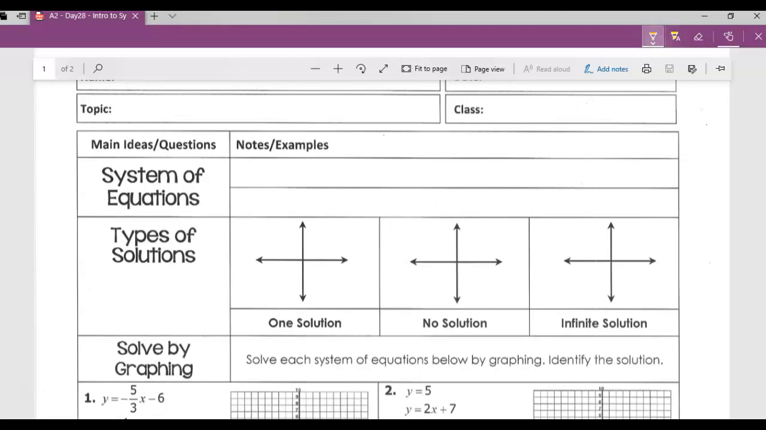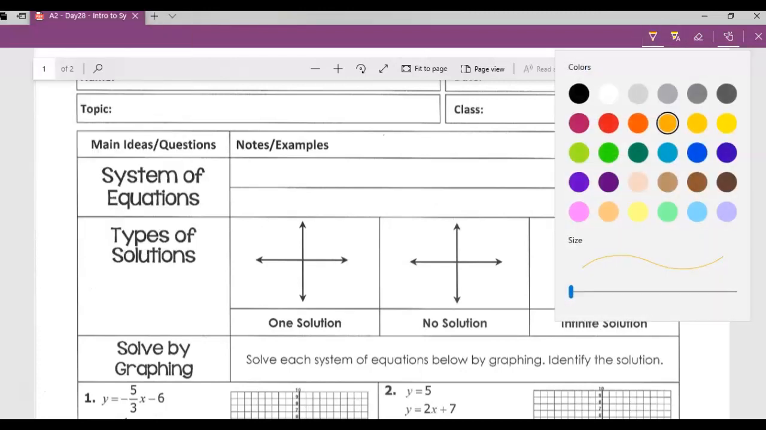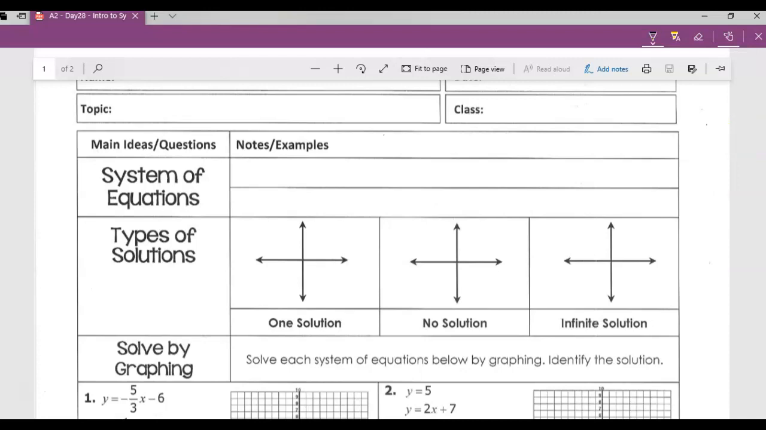So let me go ahead and just get my pen going here. First thing in the morning, I apologize. Okay, so a system of equations is when we're basically dealing with two or more linear equations. I apologize for my handwriting.